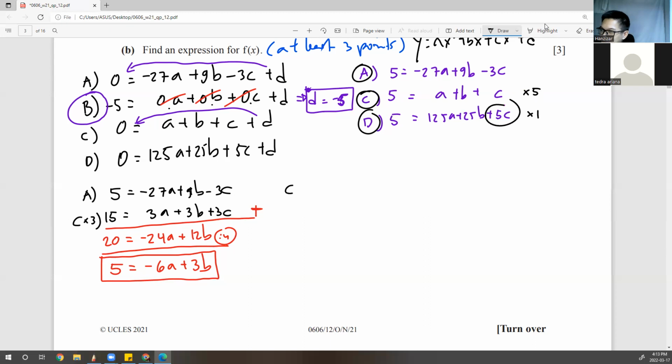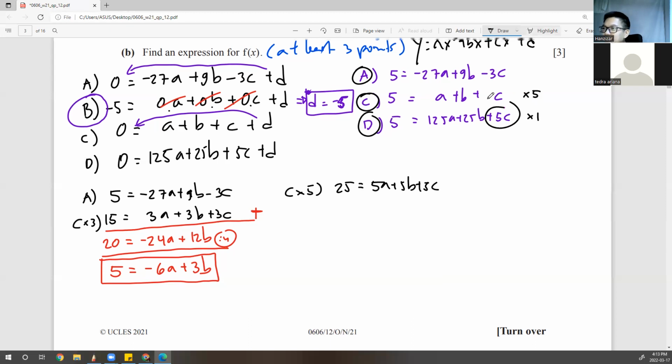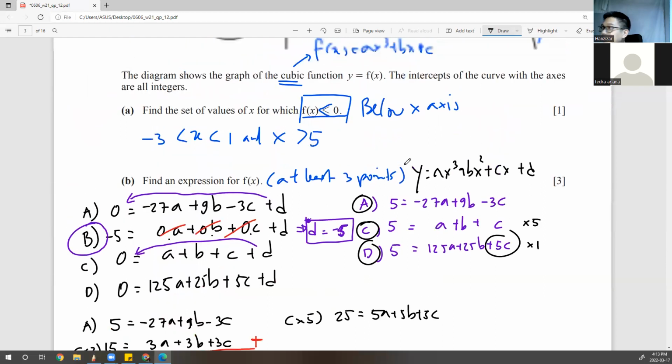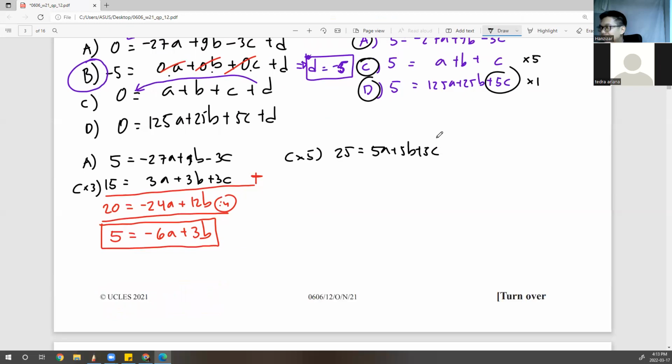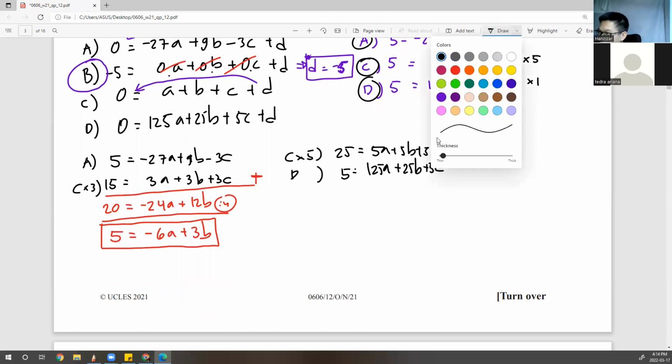So C times 5, 25 equals 5A plus 5B plus 5C, and we are eliminating the same value. We are eliminating the C, right? Wait, I need to check whether I missed some points. X is positive. Yeah, positive. So the x is negative only for part A. Okay, continue. So D will equal 5 equals 125A plus 25B plus 5C. Now you subtract. I will use the same color.